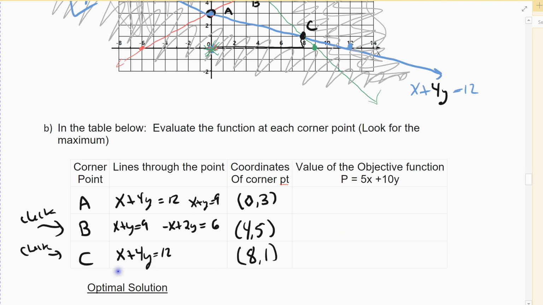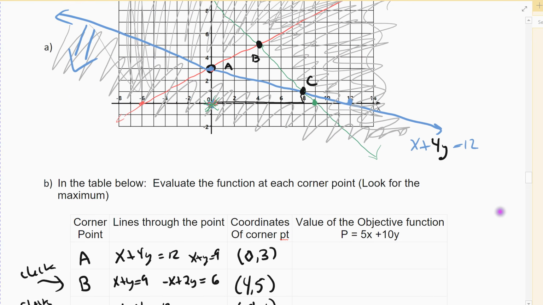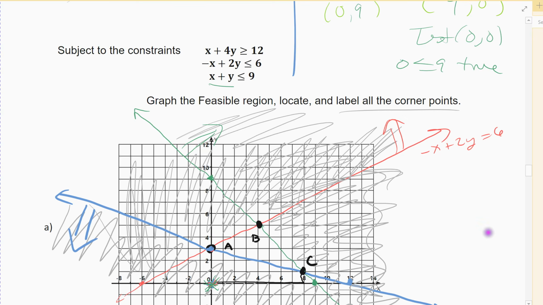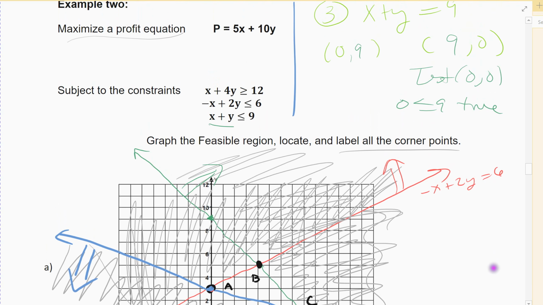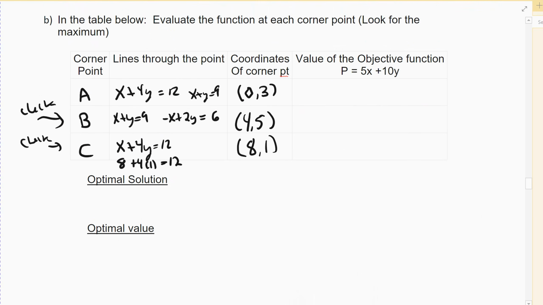I know 8, 1 is my point, so it should check. So check it. 8 plus 4 times 1. Now it equals 12 now that I've got the right equation there. And the other line it goes through is the green line. Double check the green line, is my x plus y equals 9. And that one does check too.